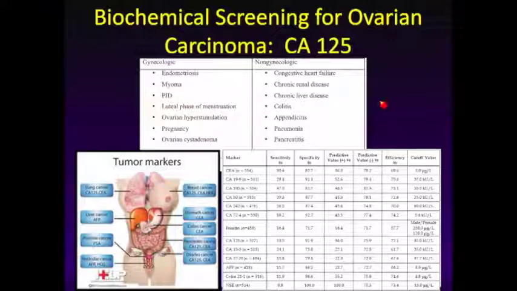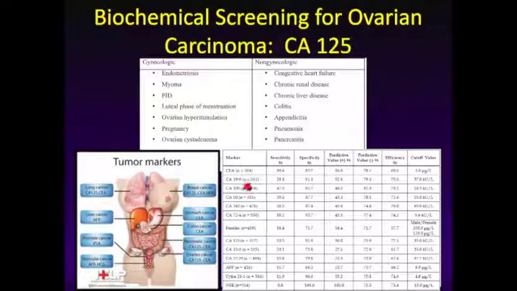CA-125 is really a marker of epithelial cells. And so things like congestive heart failure, renal disease, liver disease, appendicitis, pneumonia, pancreatitis, all of these can elevate CA-125. So the value it seems to have is it raises some suspicion in a postmenopausal woman that a malignancy could be present, and it's probably a better marker to follow as the woman gets treated than it is for really confirming that a patient has a malignancy here.